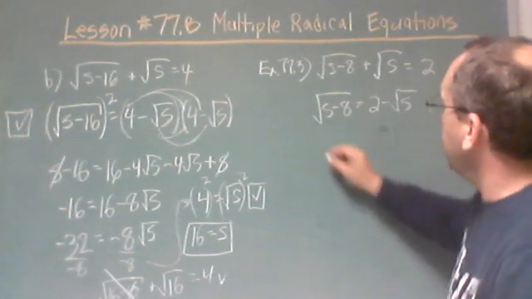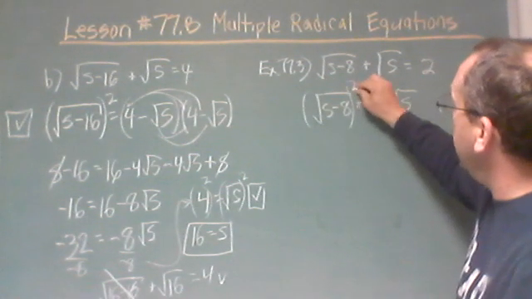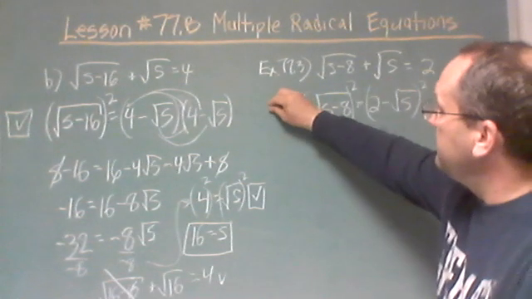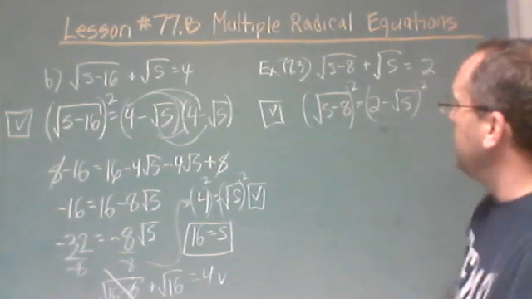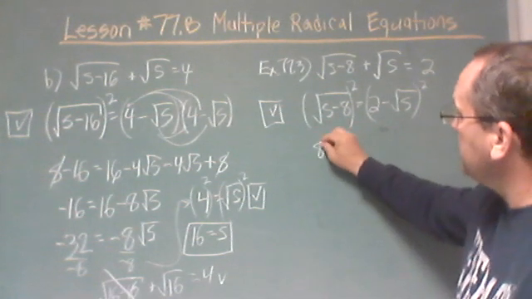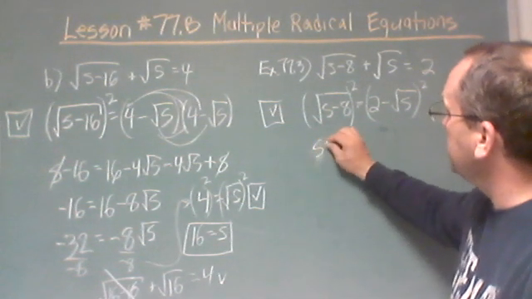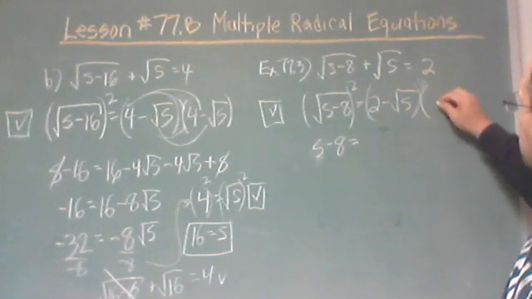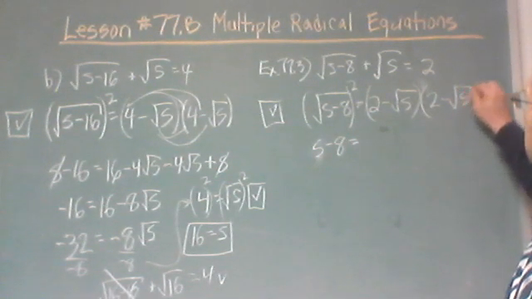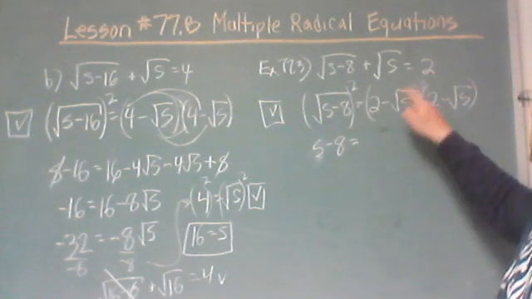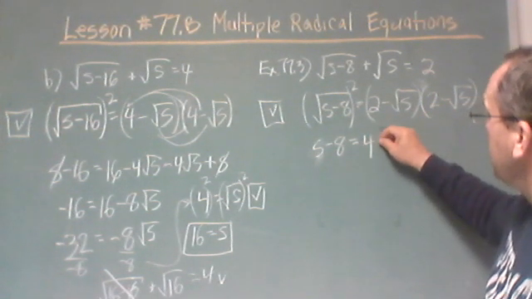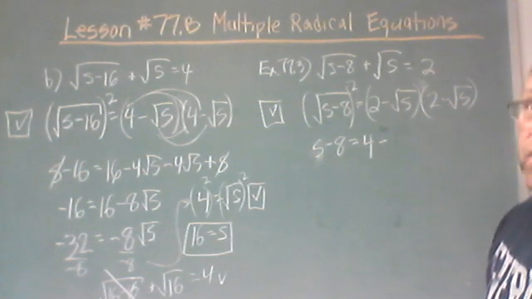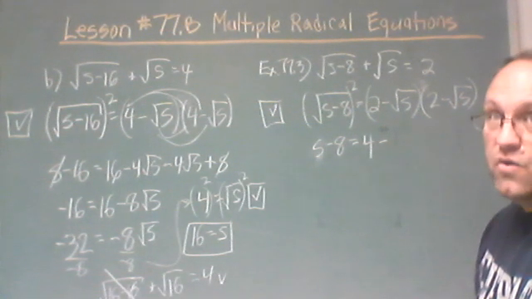Then I'm going to square that side to get rid of the radical symbol. Then I make a mental note: since I'm doing that, I got to check my answer. That gets rid of my radical symbol. Oops, S minus 8. That gives me, well, I have to multiply it out. I get a 2 times a 2 is a 4. Then 2 times a minus square root of S will be a minus 2 square root of S.